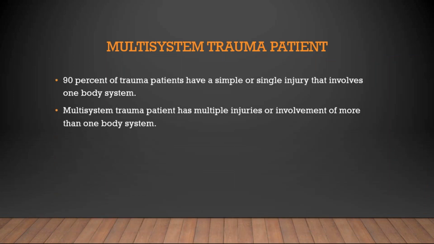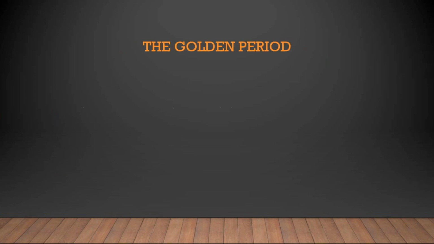With our multi-system trauma patient, this is a great statistic. 90% of trauma patients have a simple or single injury that involves just one body system. Now that other 10%, we're going to see multi-system trauma where we have multiple injuries and involve more than one body system. When we do have that multi-system trauma patient, so for example, our motorcycle accident, this is a very high incidence of morbidity and mortality.